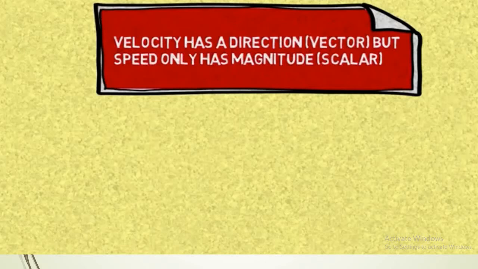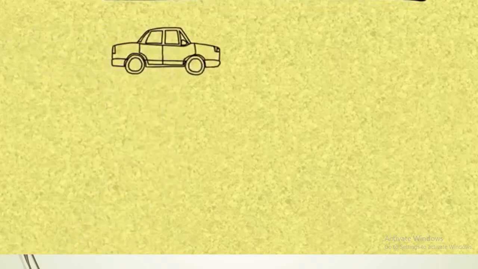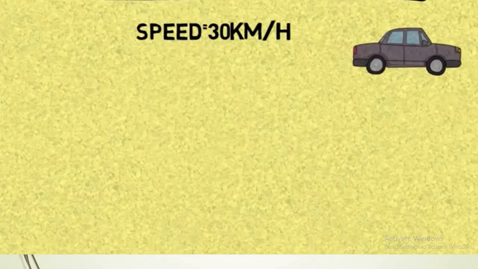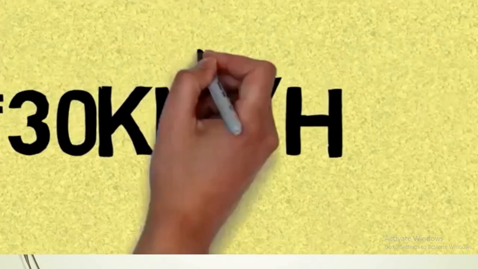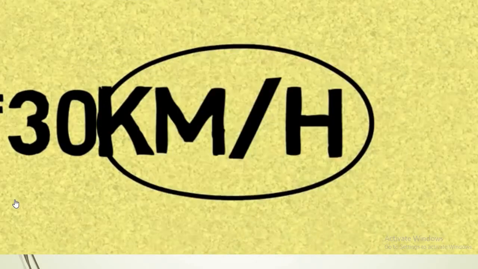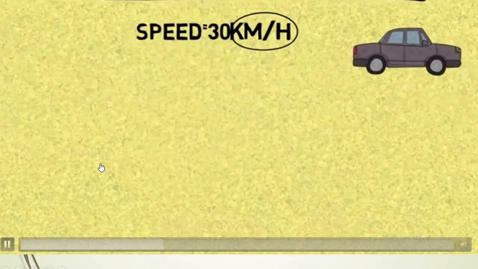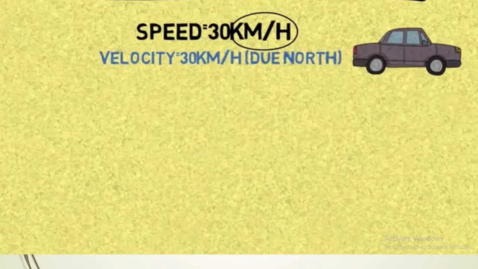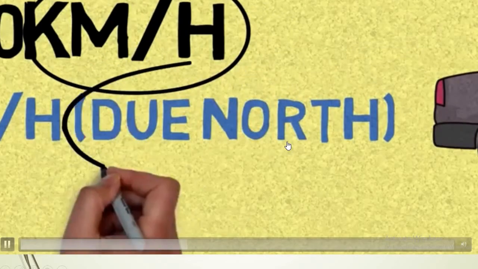In physics we call speed a scalar quantity, while velocity is a vector. If we take the expression 30 kilometers per hour, just like that, this is speed, because it says distance over time. But for velocity, the expression would look something like 30 kilometers per hour in the north direction, or due north.